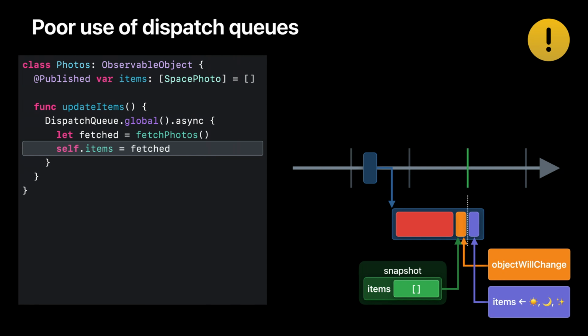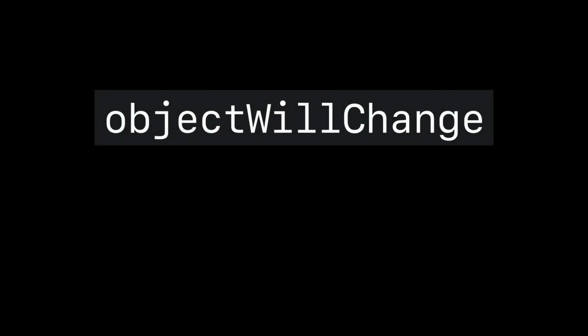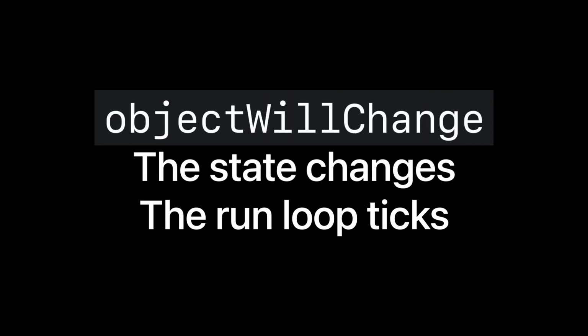The state change hasn't happened yet. So SwiftUI compares the snapshot to the unchanged value. The actual state change happens after the run loop tick, but SwiftUI doesn't see that change, and so my views aren't updated. To update correctly, SwiftUI needs these events to happen in order. Object will change, the observable object state is updated, and then the run loop reaches its next tick. If I can ensure that these all happen on the main actor, I can guarantee this ordering.